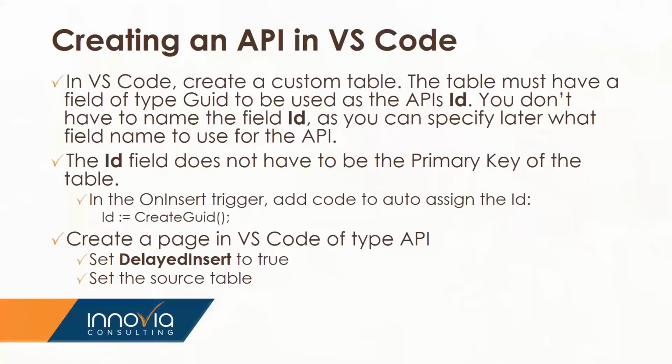Now, when you're creating a page for your API, it is a page type of API. You might be familiar with page types: list, card, worksheet, document. This will be a list type of API. And you want to set the delayed insert to true and set the source table. And we'll look at the code.